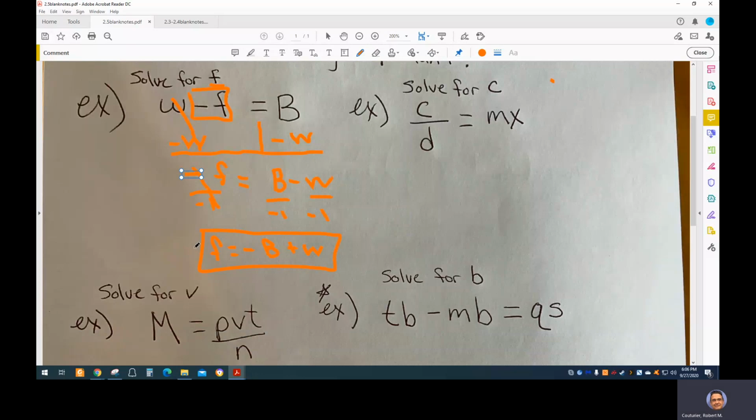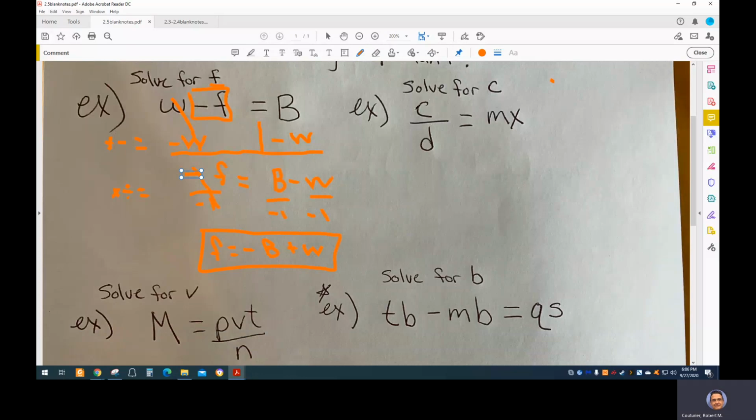Notice we didn't do very much math. What did we do? We used the addition, subtraction property of equality. Then we had to use the multiplication, division property of equality. And that gave us our answer. Now we have to look at the next one.